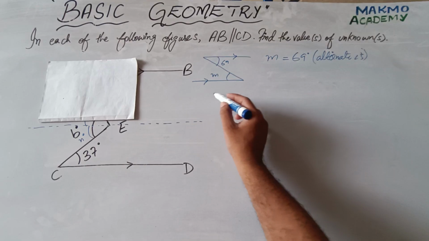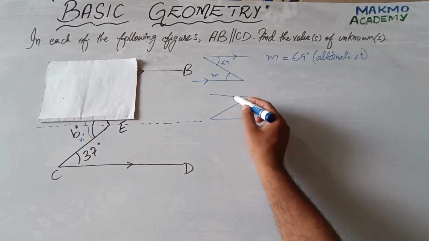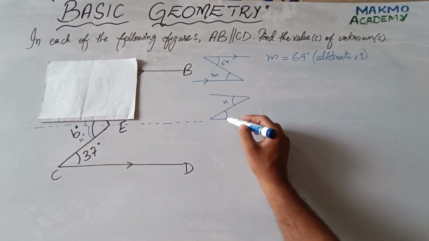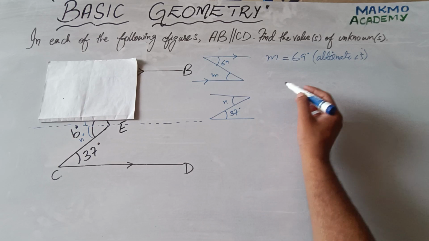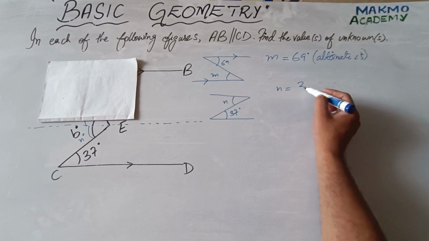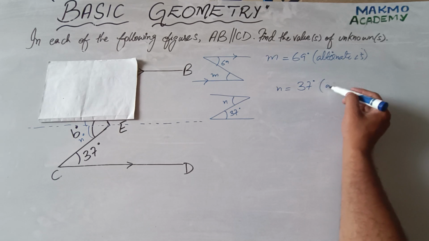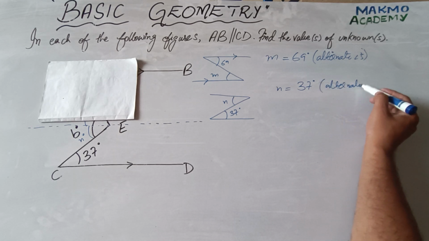Now in the same way, I will hide the figure at the top. Now again we will see that here is your angle N and this is angle 37. So it means that N is equal to 37, again by alternate angles.